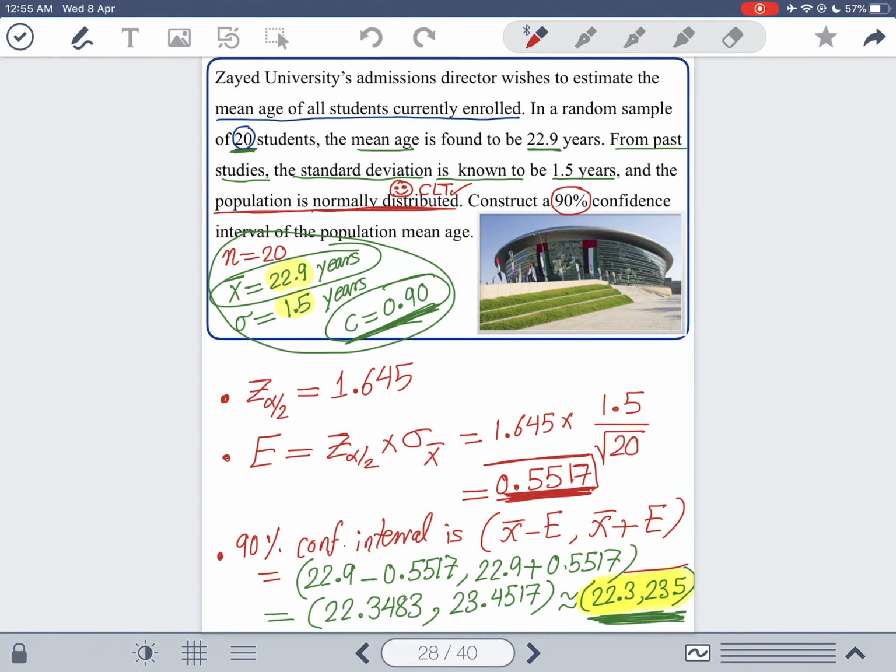You can say, therefore, we are 90% confident that the true mean age of all students in Zayed University is inside this interval. And of course, if we repeat this, it's better to say, when you repeat this experiment 100 times, 90 of them will contain mu, and maybe 10 of them will not contain mu. Okay, good. So this is the answer, 22.3 to 23.5.